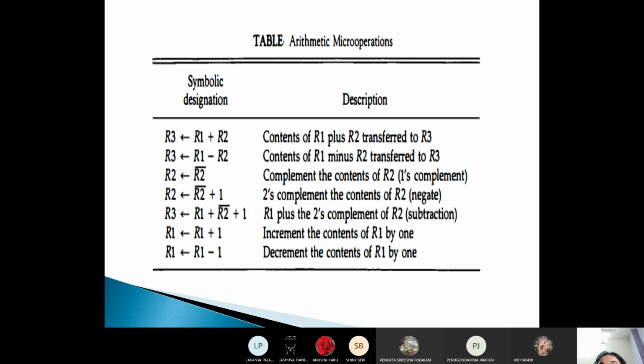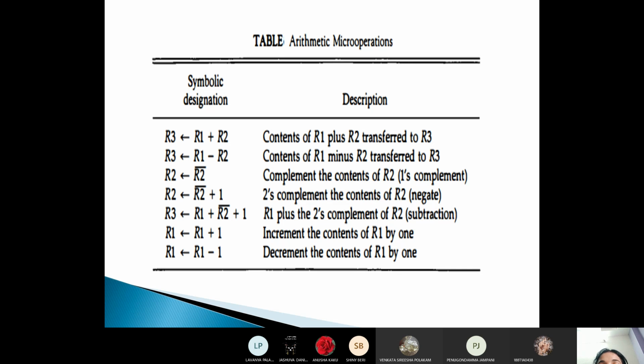R3 gets R1 plus R2: the content of R1 plus R2 is transferred to R3. R3 gets R1 minus R2. R2 bar is the one's complement of the content of R2. If you use the complement, it is converted into one's complement, and to that value we add 1. This is the same as R1 plus the 2's complement of R2, which is subtraction.